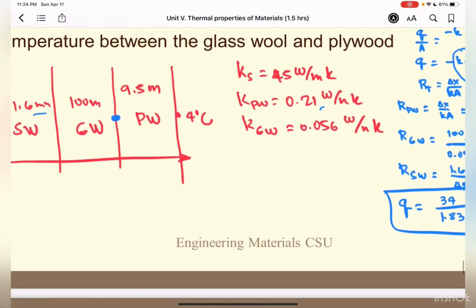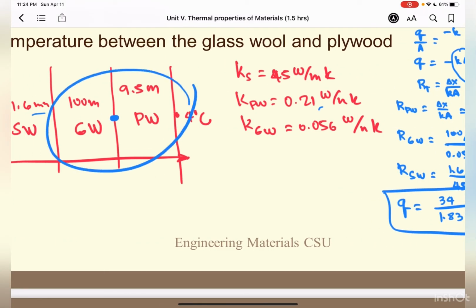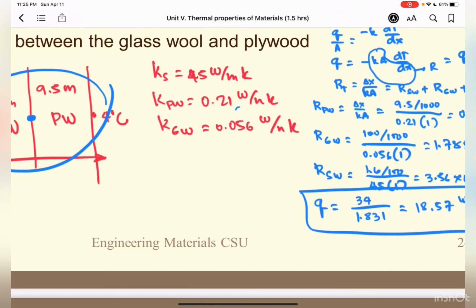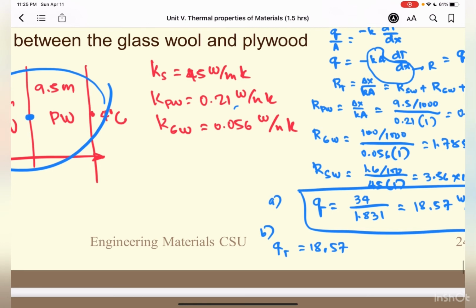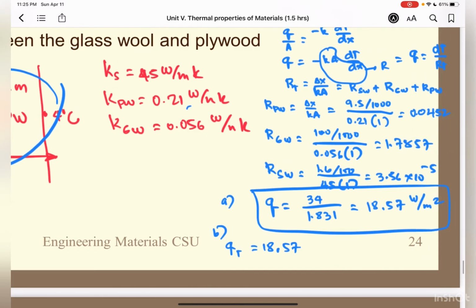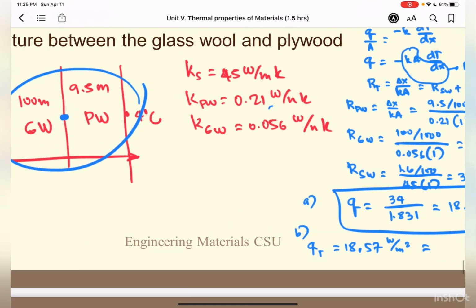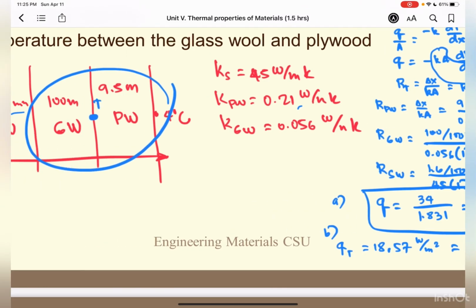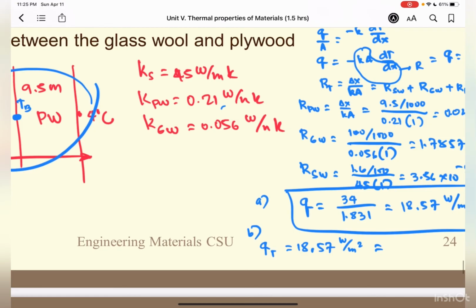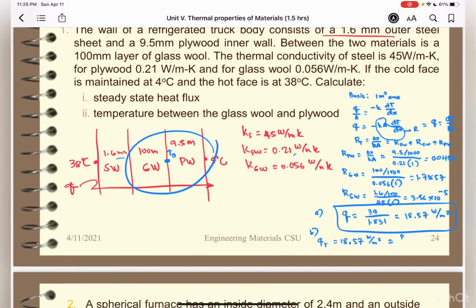So I could use your Q in getting the temperature between the two insulators, or that your Q total, therefore, which is 18.57 watt per meter squared, that is actually equivalent to the change in temperature, assuming that this is TB. So it is TB minus 4 degrees. Sorry for that. Wait.